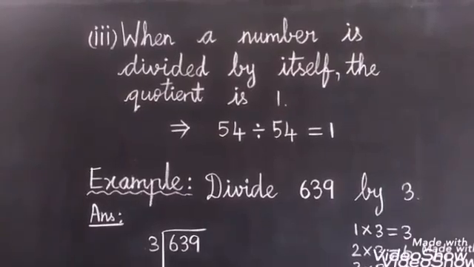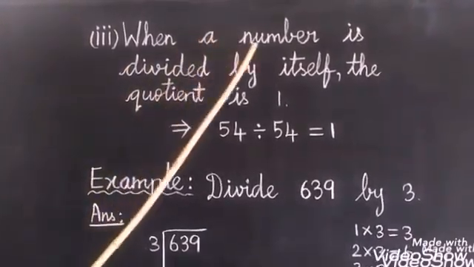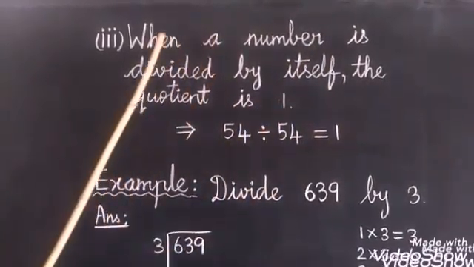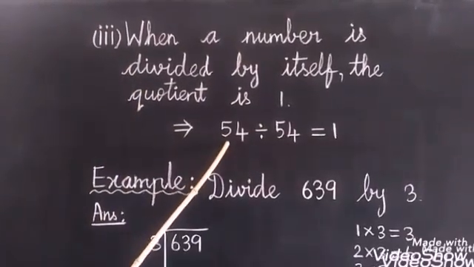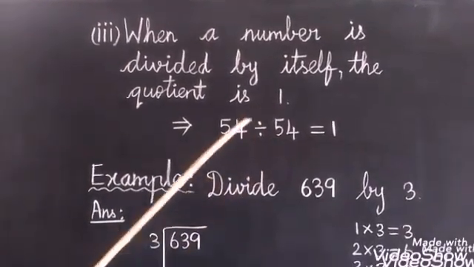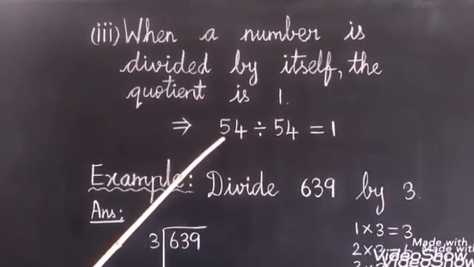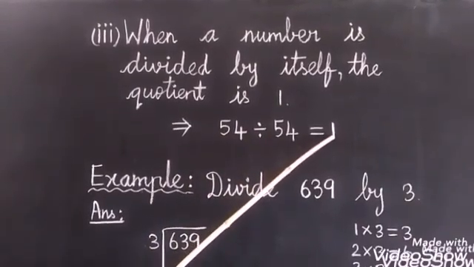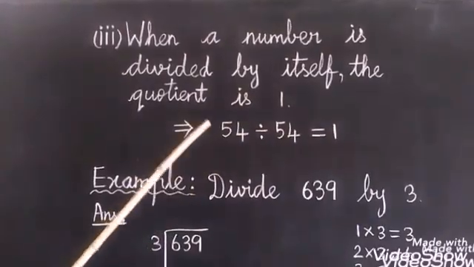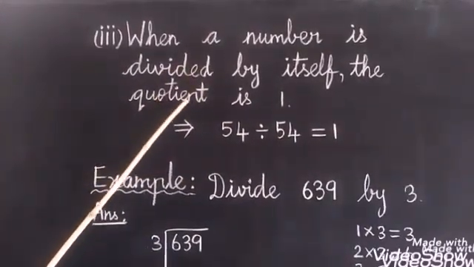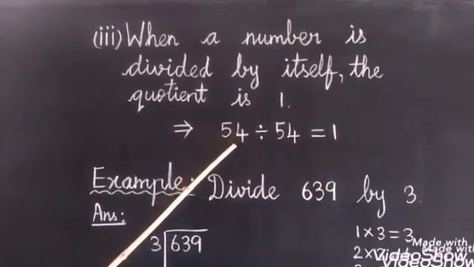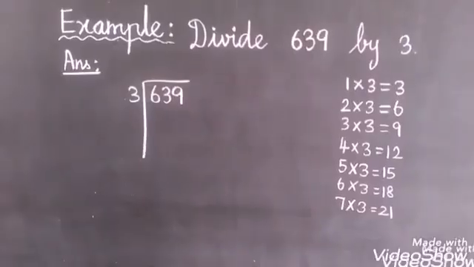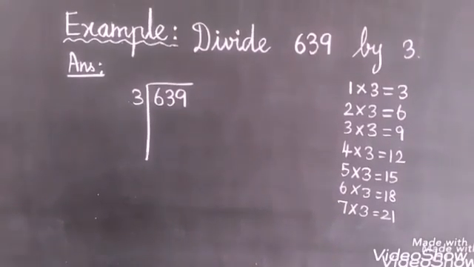Next we will see the third property. When a number is divided by itself, the quotient is 1. For example, 54 divided by 54. Here the dividend and divisor are both the same. 54 divided by 54 gives quotient 1, remainder 0. When a number is divided by itself, we will get the same answer, 1.